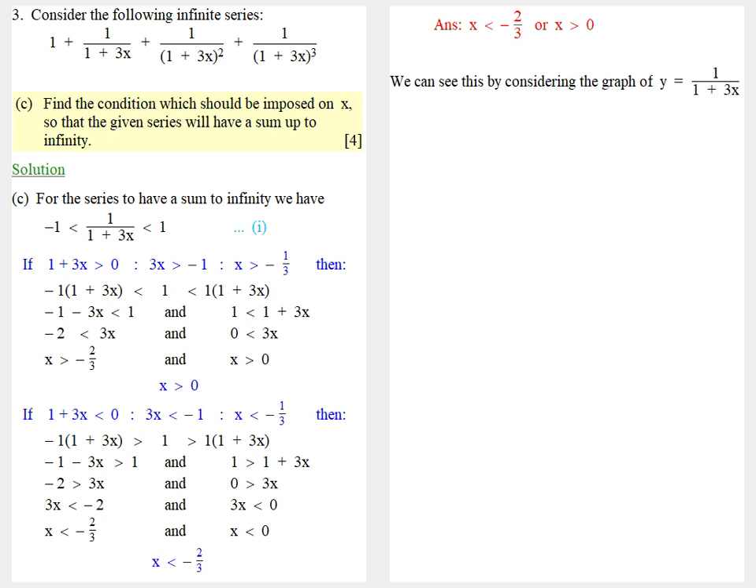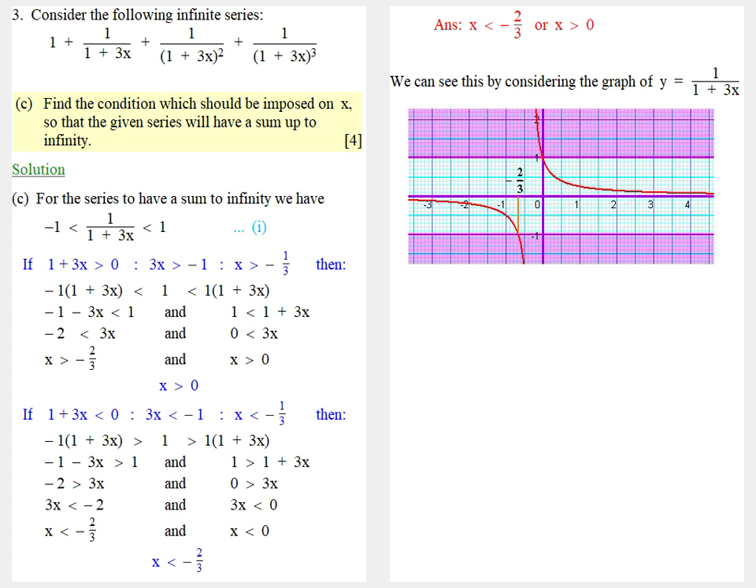If you actually draw the graph of y equals 1 over 1 plus 3x, we can see it, and we're looking for the part where the graph lies between y is 1 and y is minus 1. Now that's the unshaded part on the graph. And we can see that the values of x for which the graph lies in the unshaded region are either x is less than minus 2/3 or x is greater than 0.